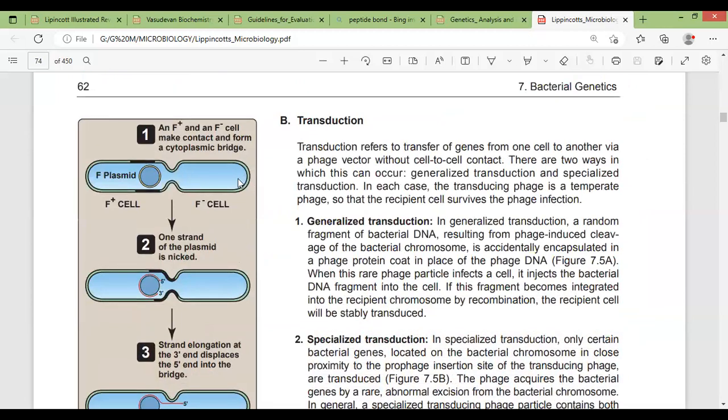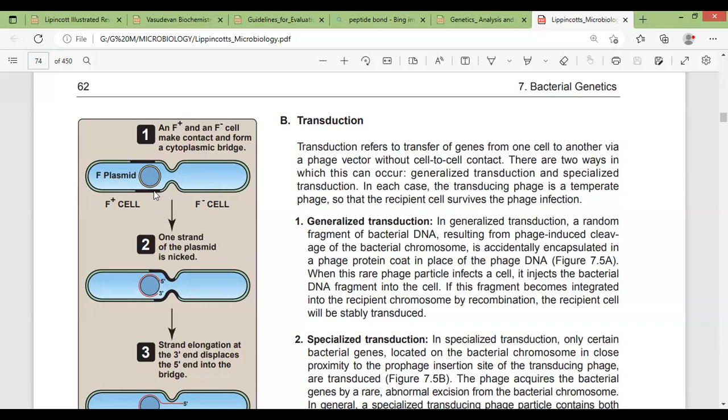So let's look at these two cells, the F plus and the F minus. The F plus is the one that has the F plasmid. The F minus does not have an F plasmid. So you can see number one, they've connected. Then once they connect, it has become like one cell, right? There's no cell membrane separating these two.